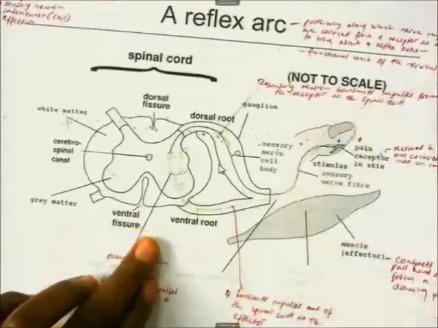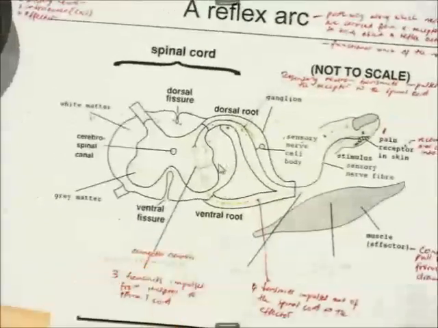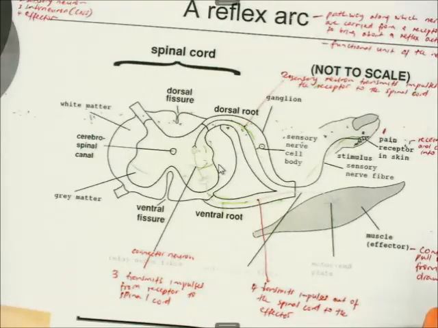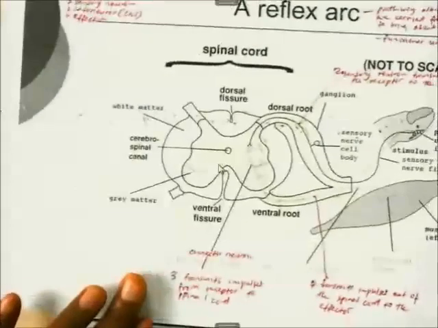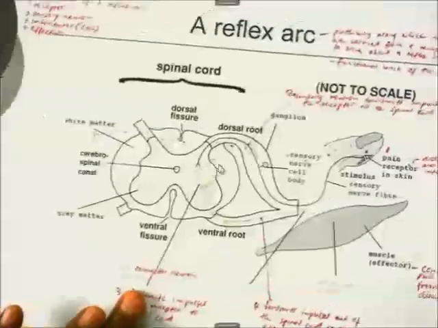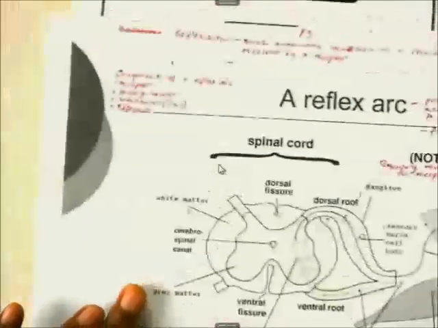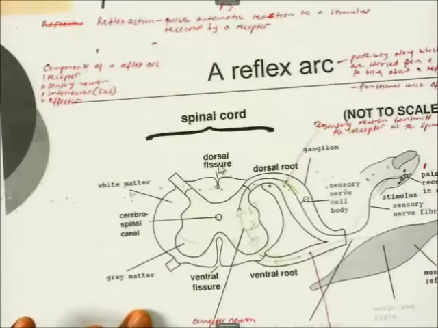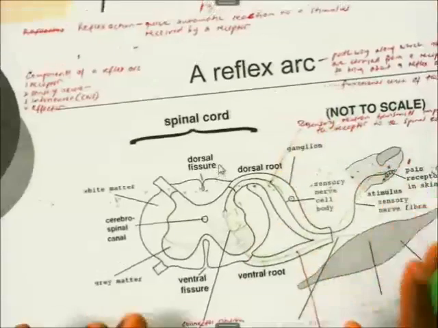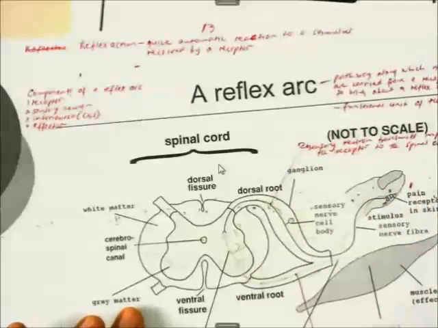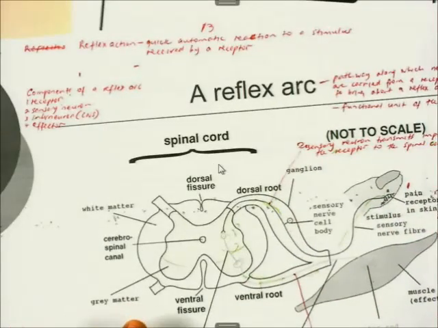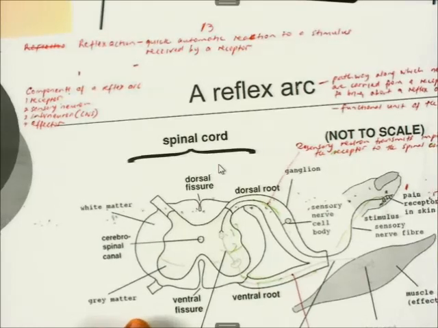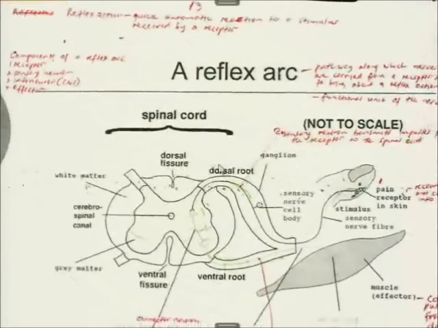The other thing that I need to talk about, still under the spinal cord, is two terms which are called a reflex arc and a reflex action. I'll start first with a reflex action. A reflex action is a quick automatic reaction to a stimulus which is received by a receptor.